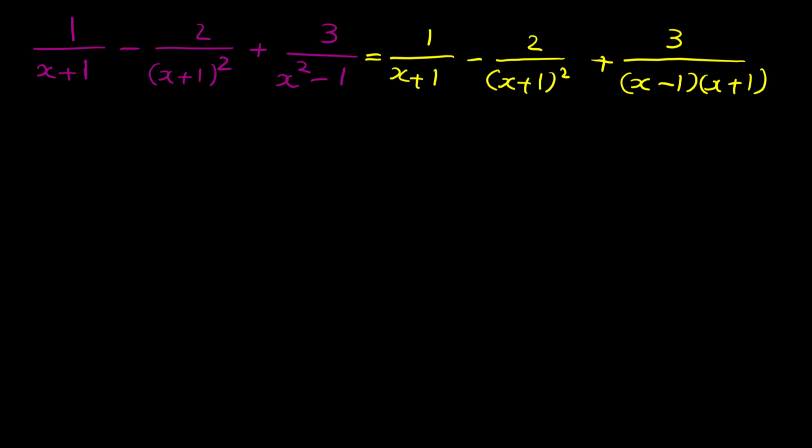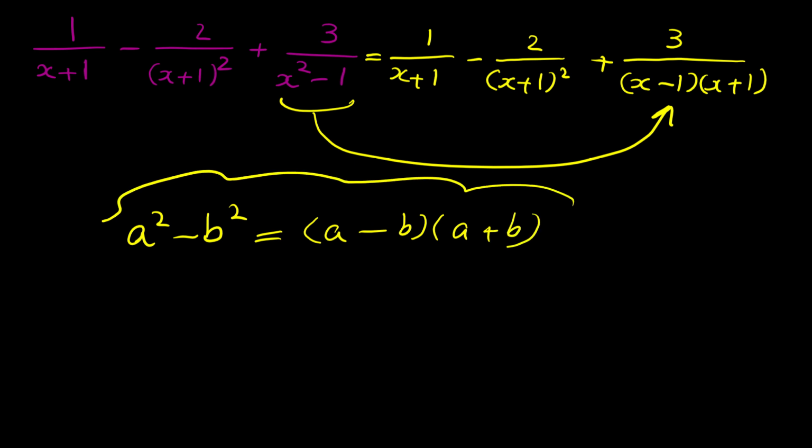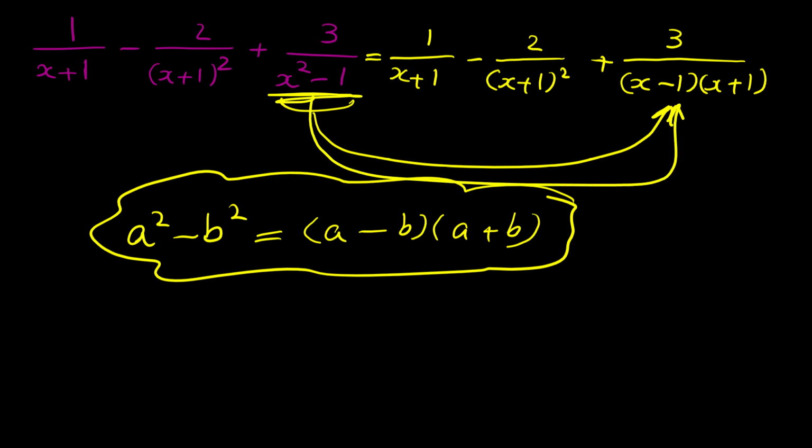Now this denominator is factored. How do we factor this and write it this way? Let me remind you of this important identity: a to the 2 minus b to the 2 is a minus b times a plus b. This is the identity that we used for factoring this.